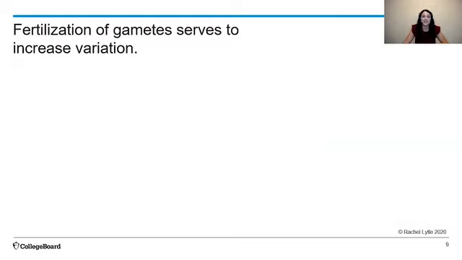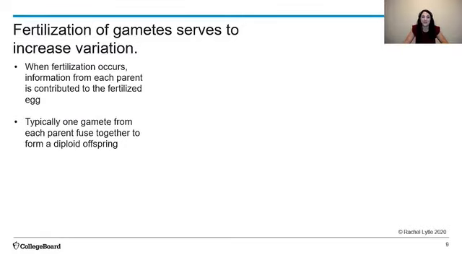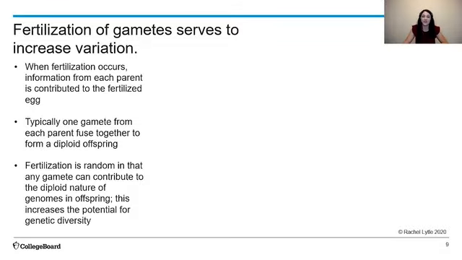Right? Fertilization of gametes can also serve to increase variation. And so when fertilization occurs, information from each parent is contributed to the fertilized egg. And typically you have one gamete from each parent that fuse together and those form a diploid offspring. Fertilization is random in that any gamete can contribute to the diploid nature of genomes in the offspring, and this increases the potential for genetic diversity.